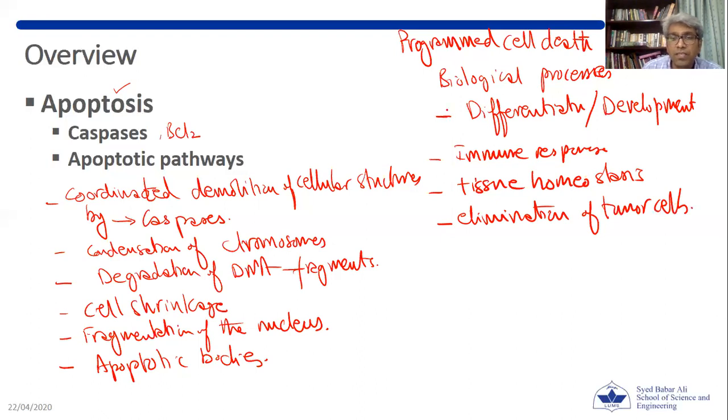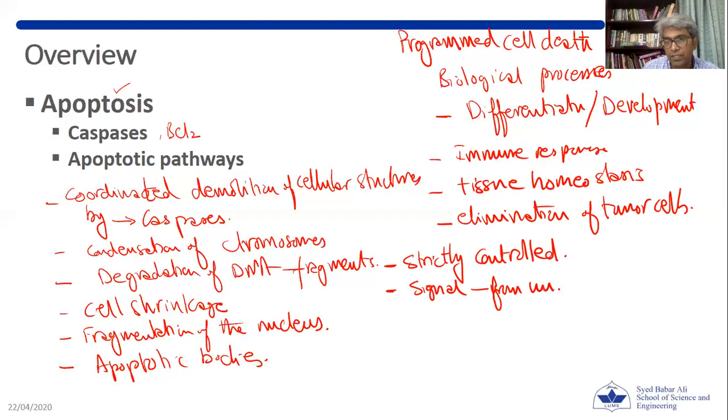So, in a normal body, around 10 billion cells die through apoptosis each day. Especially in our immune cells, many cells actually die due to apoptosis. So apoptosis is strictly controlled, and it is strictly controlled by signals that can be from within the cells.